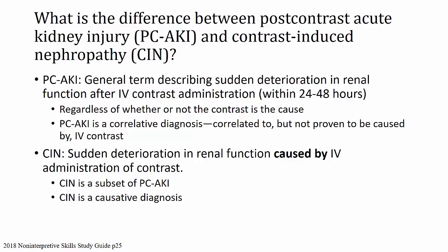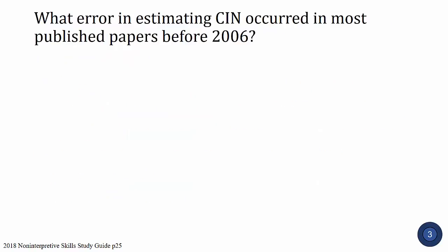And this is an important distinction from contrast-induced nephropathy, which is a sudden deterioration in renal function that is caused by IV administration of contrast. So contrast-induced nephropathy is a subset of post-contrast acute kidney injury, but contrast-induced nephropathy is a causative diagnosis. Next question. What error in estimated contrast-induced nephropathy occurred in most published papers before 2006?